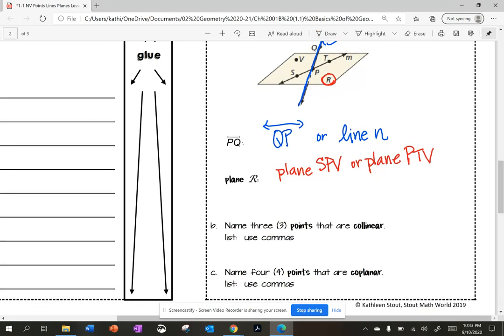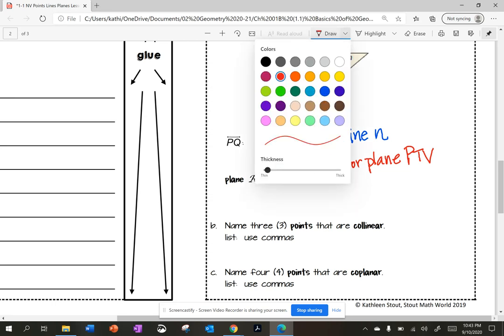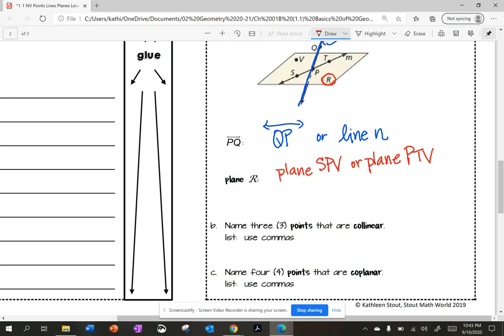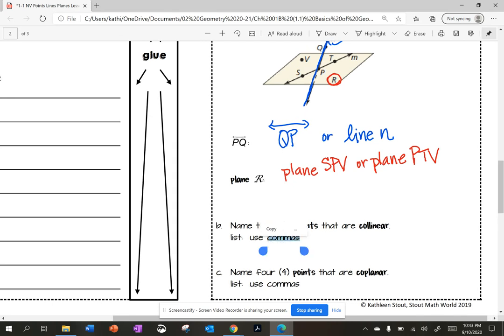All right, let's name 3 points that are collinear. So collinear means they're all in the same line. So the 3 points that are in the same line are S, P, and T. These are a list, so I use commas when I'm listing points. Up here, when I was naming the plane with points, I do not use commas.